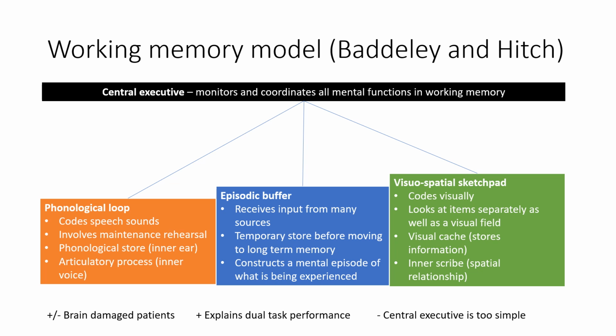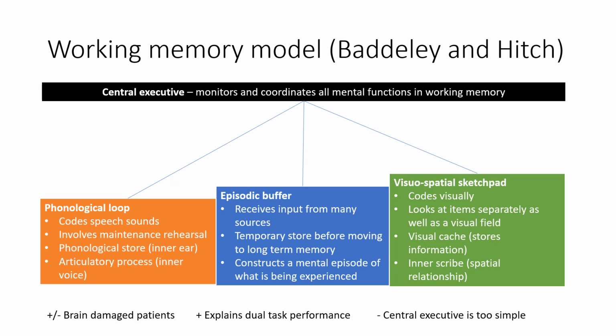And then the episodic buffer, which is in the middle, receives input from both the phonological loop and the visuospatial sketchpad, and is the temporary store for this information before moving it to long-term memory, which obviously, going by the previous model that we just looked at, is through the process of rehearsal. Then adding all the information together constructs the mental episode of what is being experienced.